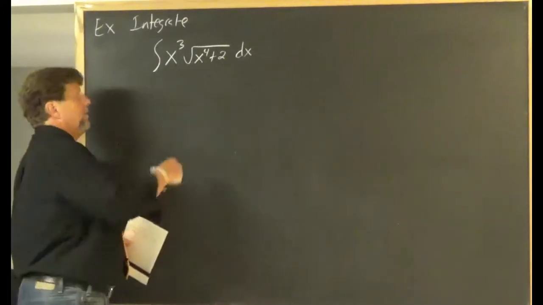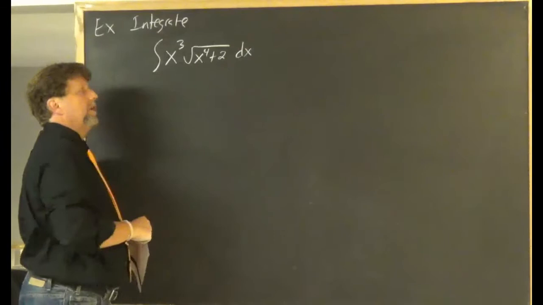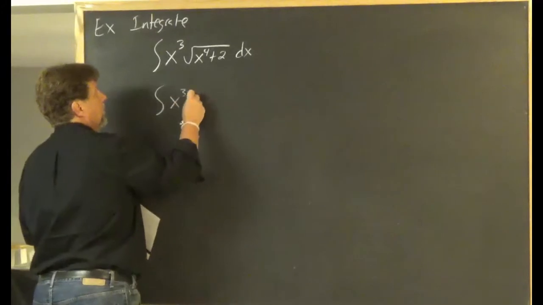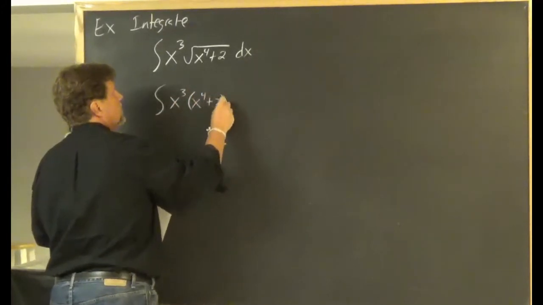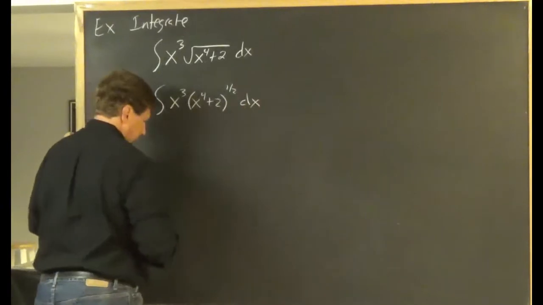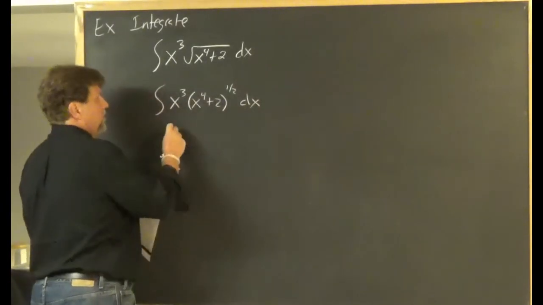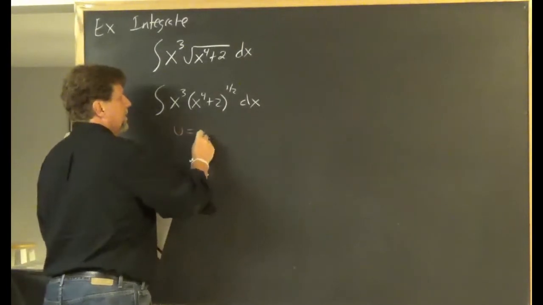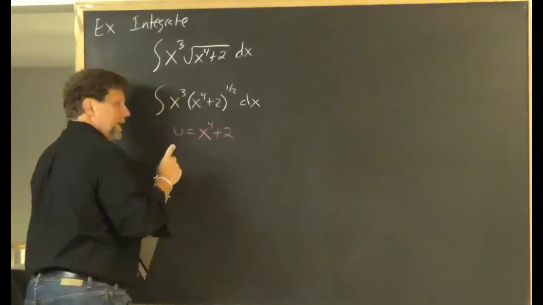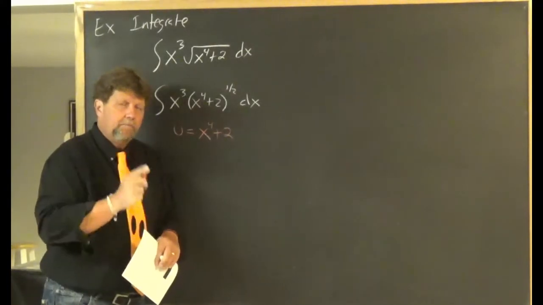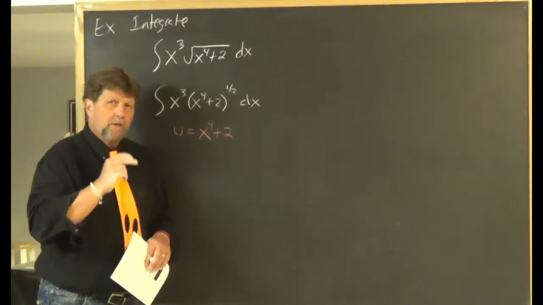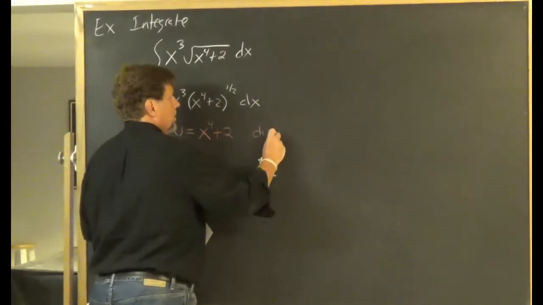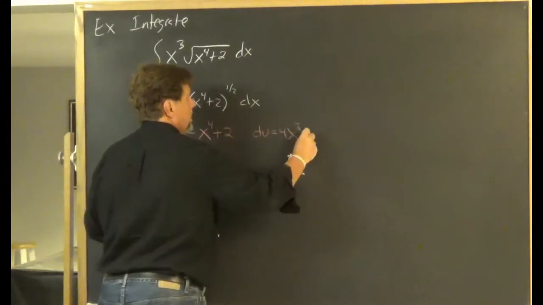So this one, the first thing I would do in trying to integrate x cubed square root x to the fourth plus 2 dx is, well, I would rewrite the square root as x to the fourth plus 2 to the 1/2 power. Okay, now I'm going to let u equal the x to the fourth plus 2, kind of like what's inside the parentheses. Once I write down what I'm letting u equal, I must compute du. And du is always the derivative of the u statement. So my du is 4x cubed dx.